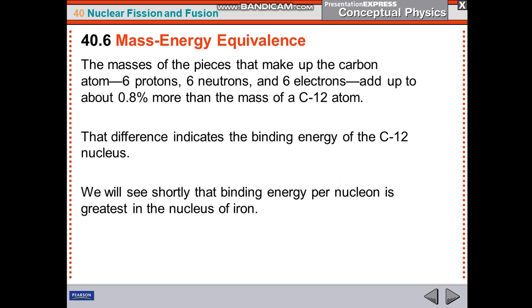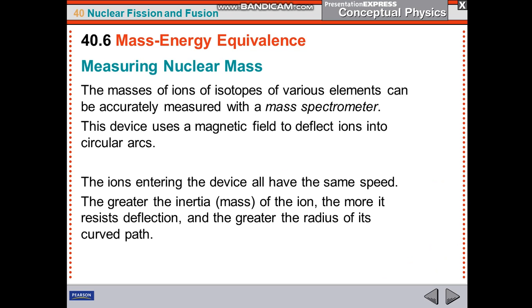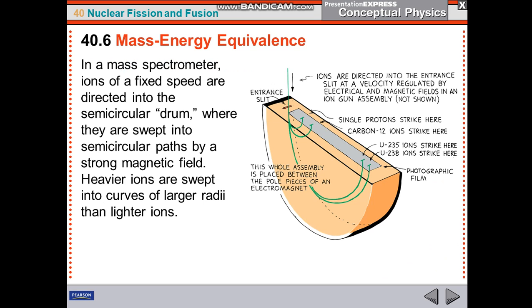We will see shortly that binding energy per nucleon is greatest in the nucleus of iron. The masses of ions of isotopes of various elements can be accurately measured with a mass spectrometer. This device uses a magnetic field to deflect ions onto circular arcs. The ions entering the device all have the same speed. The greater the inertia, and mass is the measure of inertia, of the ion, the more it resists the deflection and the greater the radius of its curved path. You can see the figure here.